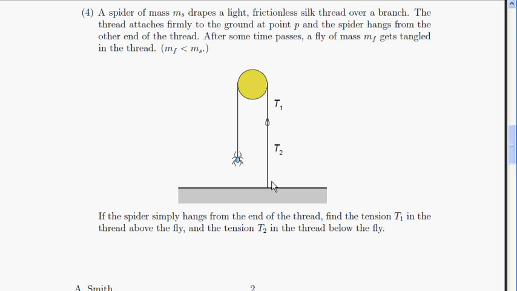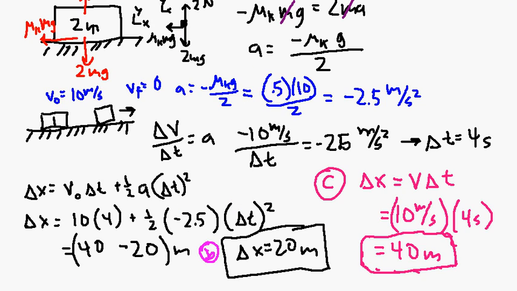Okay, so this is actually a fairly easy problem. Nobody's moving, right? These guys are just hanging here. The fly is stuck. The spider is maybe still asleep or something. I don't know. So let's do a free body diagram for the spider.